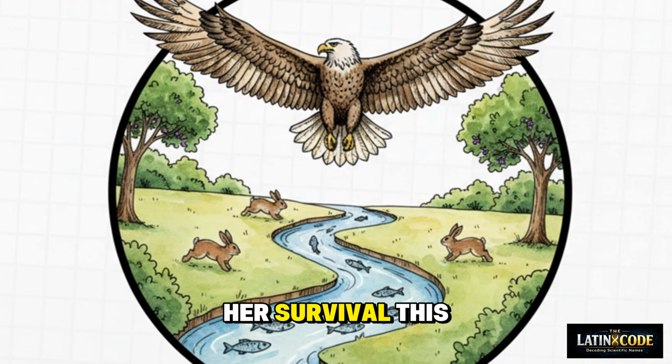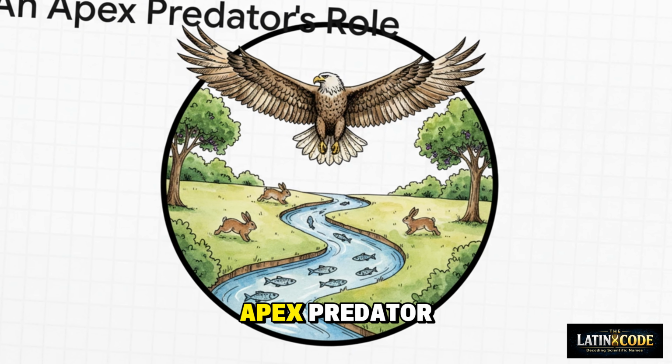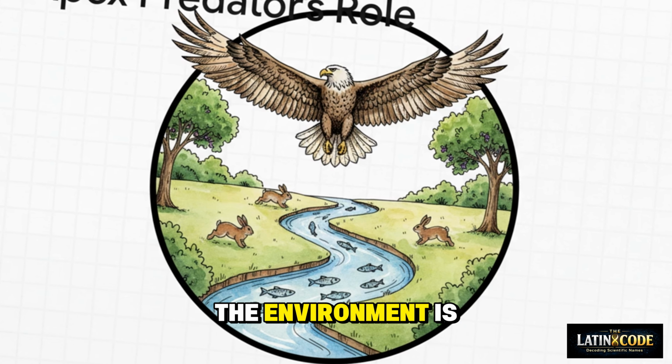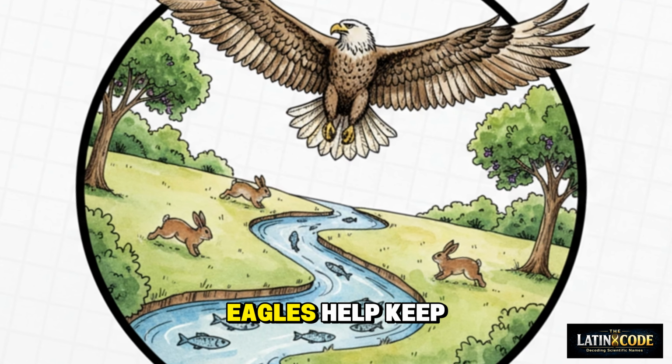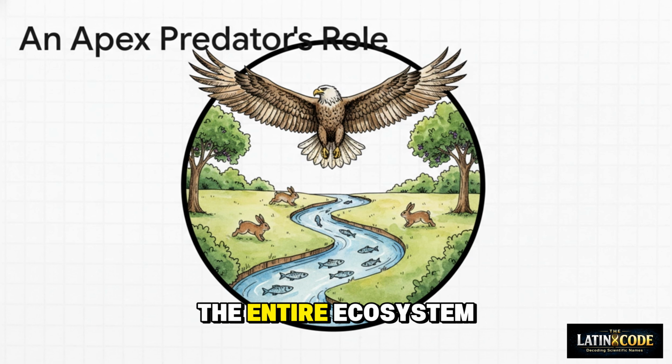So why does her survival, this one bird's survival, matter so much? Because as an apex predator, her role in the environment is absolutely critical. Eagles help keep prey populations in check, which helps maintain the health of the entire ecosystem. Seriously, a thriving eagle population is one of the best signs of a thriving, healthy environment.